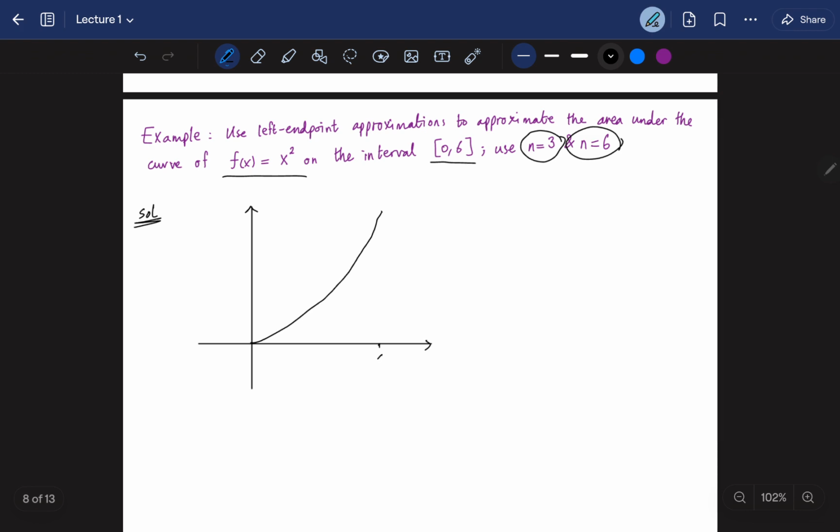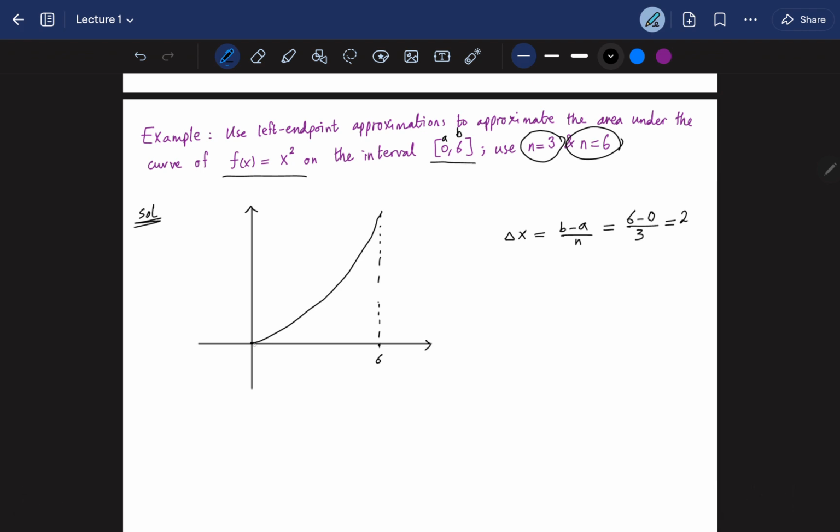So from 0 to 6, this is the graph of x squared, where 0 is my A, 6 is my B. The first step of evaluating the area is I want to find delta x, which is B minus A over N. So this is just 6 minus 0, and for the case where N equals 3, I'm just going to divide by 3. So this is 2.